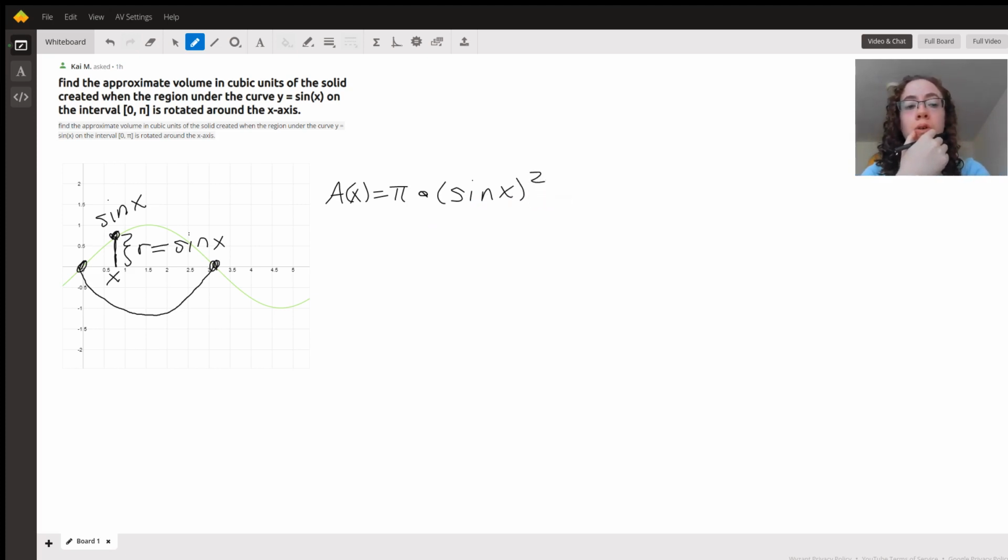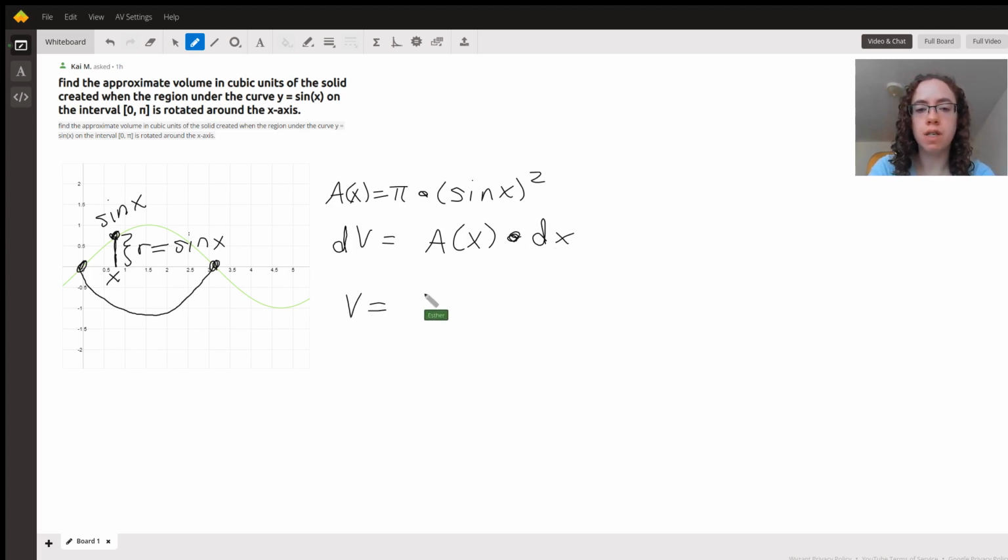How does this help us get our volume? Well, integration is all about adding up infinitesimal quantities. So what I can now say is that each of those circles, in fact, has an infinitesimal volume given by its area times its thickness. And its thickness is infinitesimal dx. And so finally, to get our total volume, we will integrate this infinitesimal volume. Let's plug in for A of x, namely pi times sine of x squared. And then we will have dx.